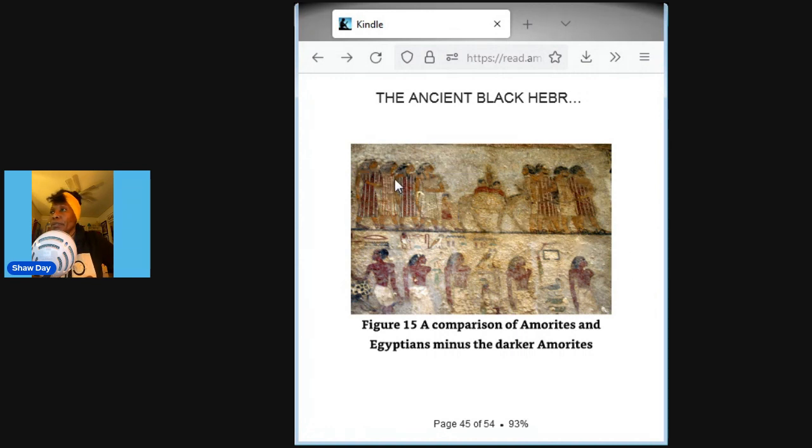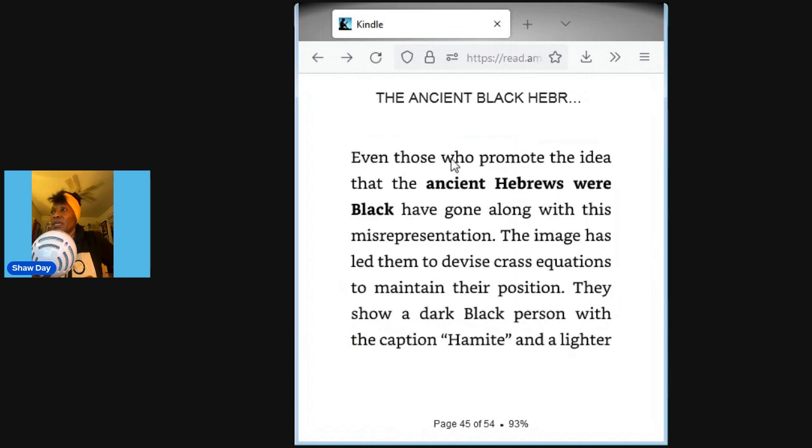Okay, here are the women, children, men. These are ancient Hebrews, and here are the ancient Egyptians. They are all people of color. It's obvious. Even those who promote the idea that the ancient Hebrews were black have gone along with this misrepresentation. The image has led them to devise crass equations to maintain their position.